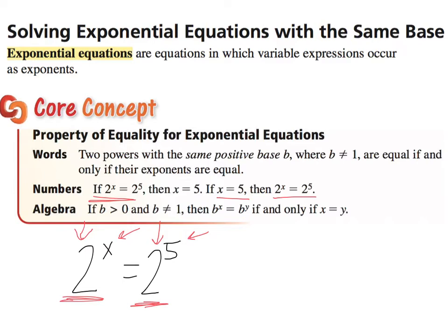So this is where if and only if comes in. If and only if is something you're going to learn in geometry, but it works both ways. So it says if 2 to the x is equal to 2 to the 5th, then x equals 5. And if x equals 5, then 2 to the x equals 2 to the 5th power. Algebra says if b is greater than 0. It's important to note that your base b has to be greater than 0. It cannot be 1 because 1 to any power is just 1. So then b to the x equals b to the y if and only if x equals y.